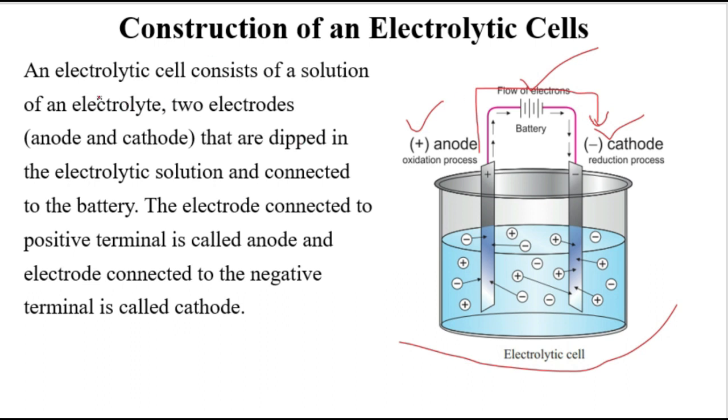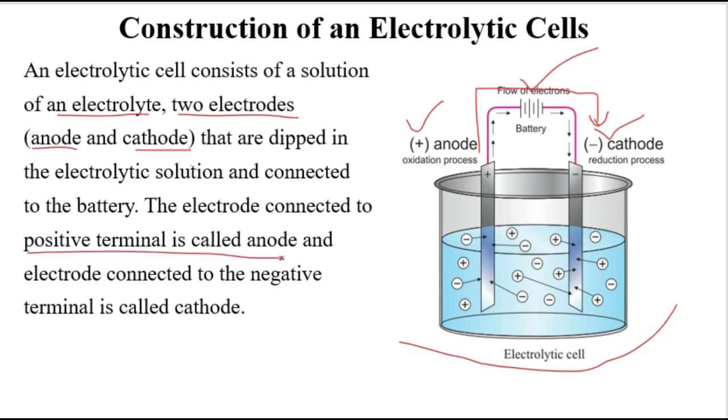Now we see that the electrolytic cell consists of a solution of the electrolyte, and two electrodes are dipped in it. One of them is called the cathode and the other is called the anode. Keeping in mind that the electrode connected to the positive terminal is called the anode.